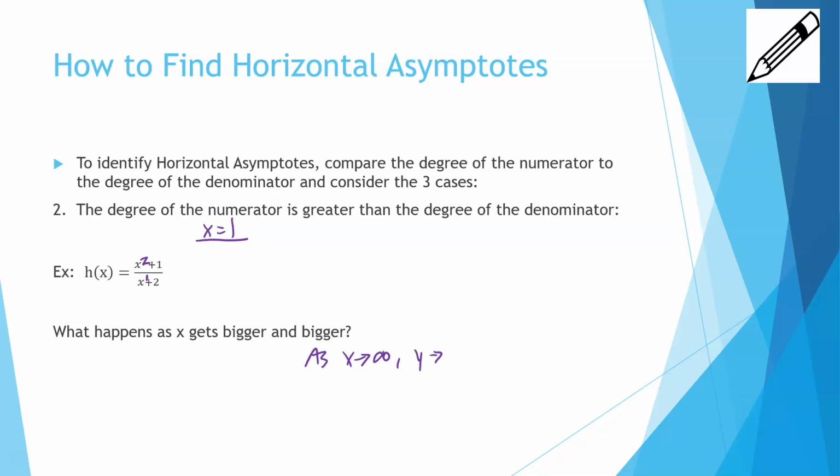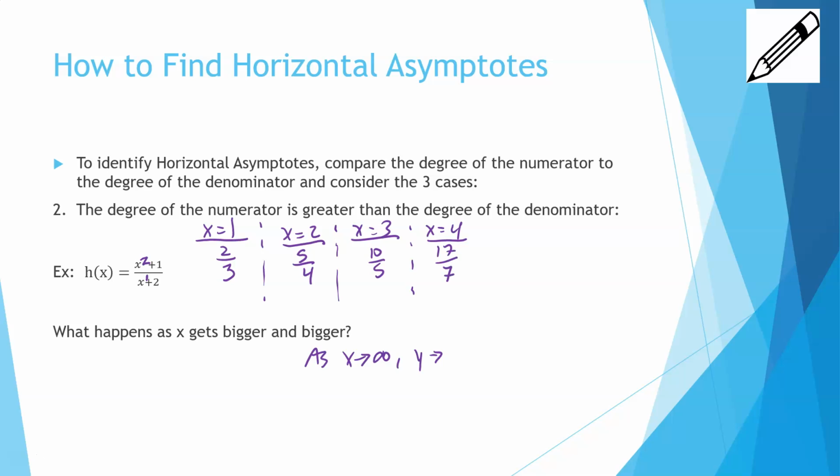So if I plug in 1 here, in this case, I get 2 over 3. If I plug in 2, I end up with 5 over 4. When I plug in 3, I get 10 over 5. I plug in 4, I get 17 over 7.